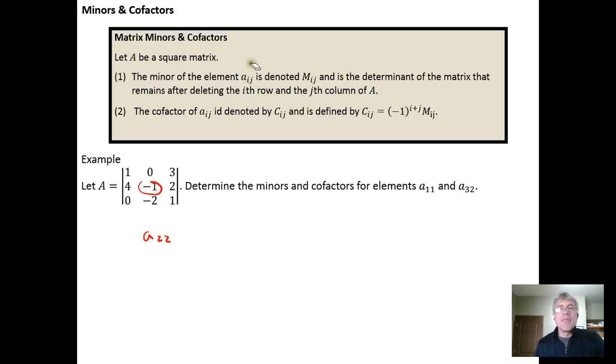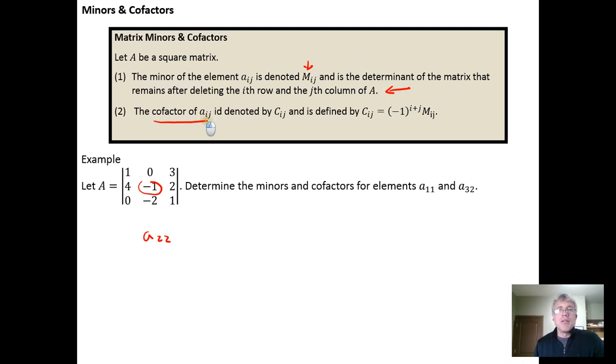So the minor of an element Aij, denoted by big M sub ij, is the determinant. So big M sub ij is the determinant of the matrix that you get after you delete the ith row and jth column of A. And we'll show an example of this here in just a second.